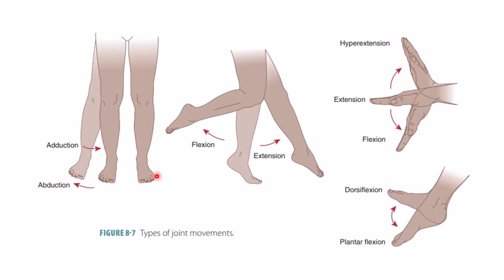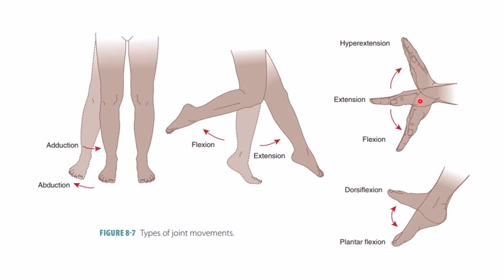See here in this diagram with the lower limb, when we are moving the lower limb towards the midline, that is the adduction, and when we are moving away from the midline, that will be abduction. Flexion means when we decrease the angle between the two articulating bones in the lower limb also, that will be flexion. But when we increase the angle in between two articulating bones, that is called extension.